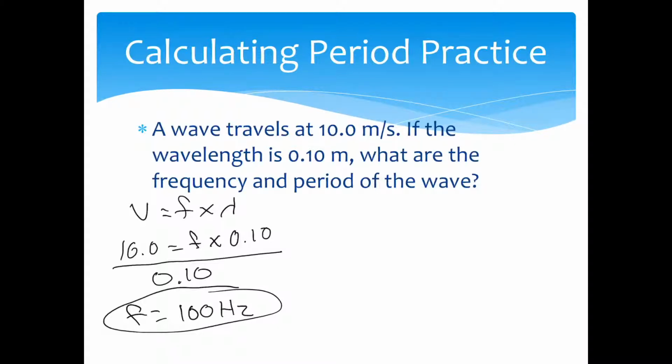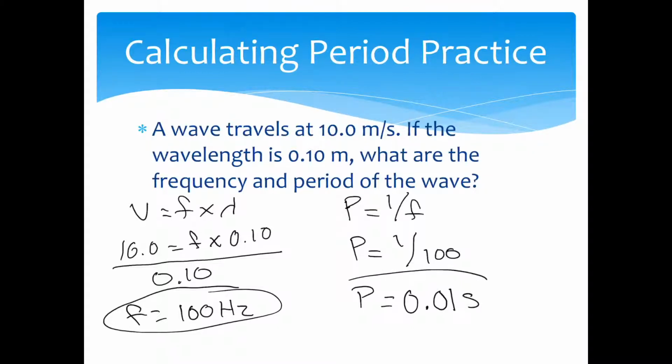Now we've got to find the period of this wave, and for this problem we are going to use the equation period equals 1 over frequency. So period equals 1 over our frequency from our previous calculation, which is 100. And if you plug those into your calculator, you should get a number of 0.01 seconds. So this example just shows that all of the equations we have just learned are intertwined. They can be used in many different formats.